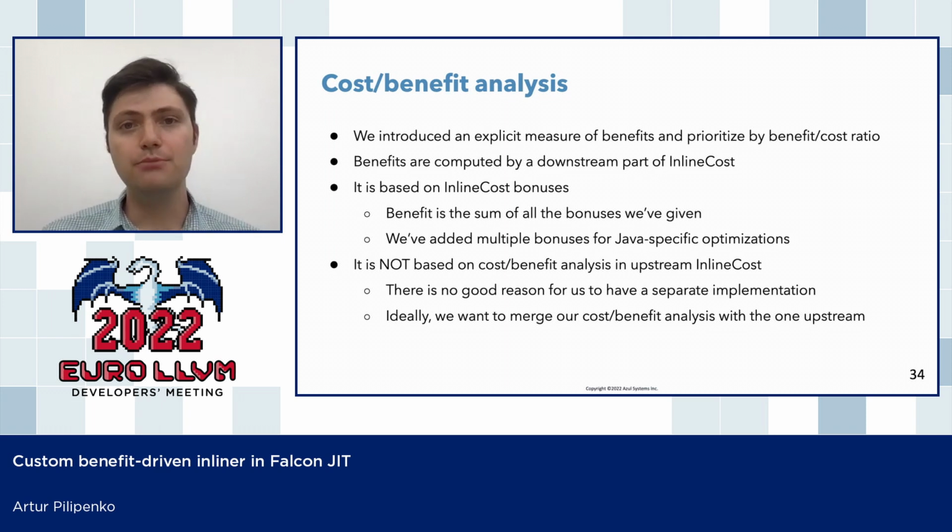These benefits are computed by a downstream part of InlineCost analysis, and they are based on InlineCost bonuses. Remember, when InlineCost recognizes a particularly beneficial pattern, it applies a bonus. In our downstream version of InlineCost, we accumulate the bonuses given as the measure of benefit. We've also added multiple new bonuses to recognize Java-specific optimizations, things like devirtualization, subtype check optimization, lock coarsening, etc.